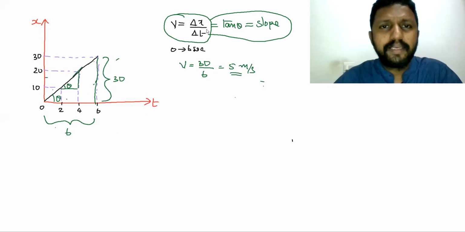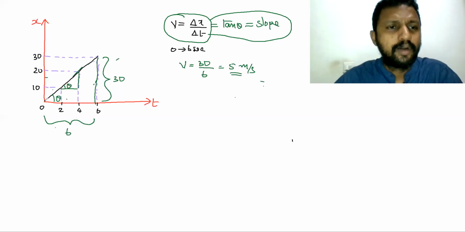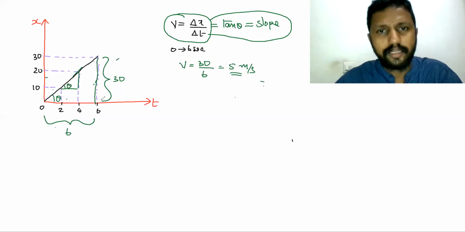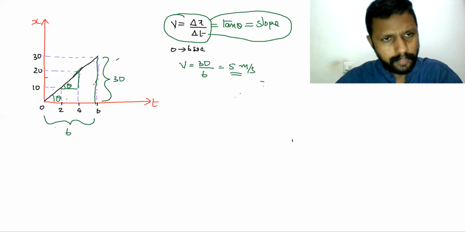Then let me have a different situation, or in this situation itself, if I am asking what is the velocity between 0 to 6 seconds, it is actually 5 meter per second. What's the velocity between 2 to 4 seconds? It is 5 meter per second. What is the velocity at the second? It is also 5 meter per second. What is the velocity at the fourth second? It is 5 meter per second.